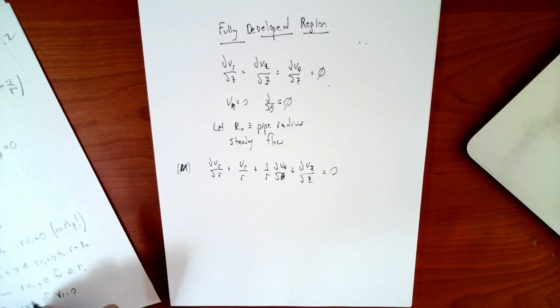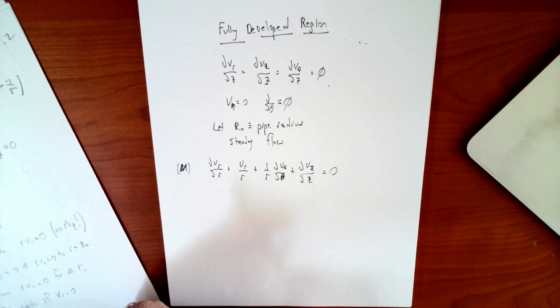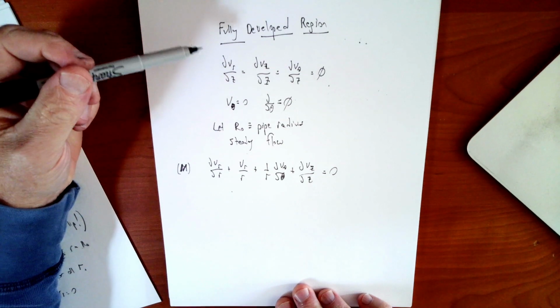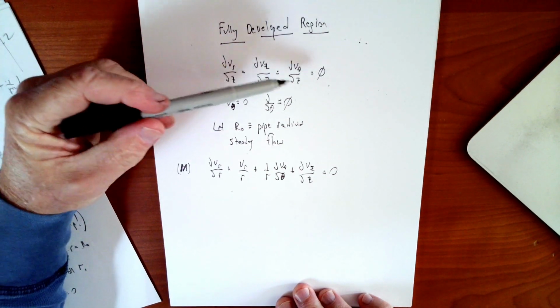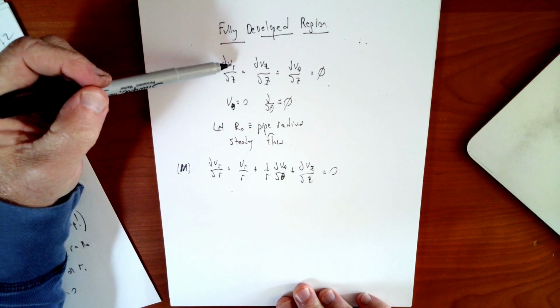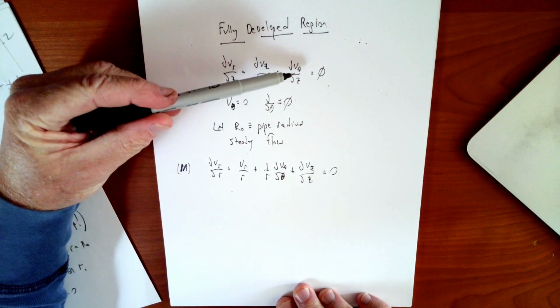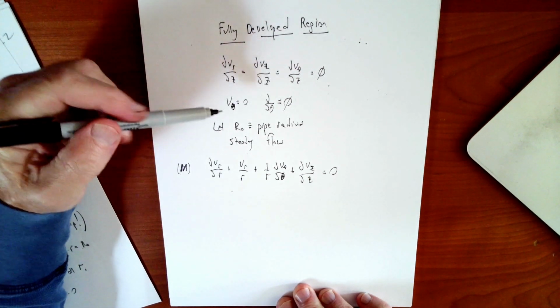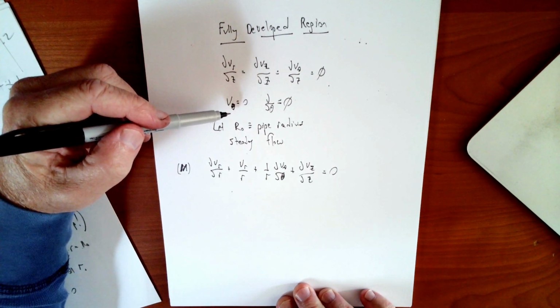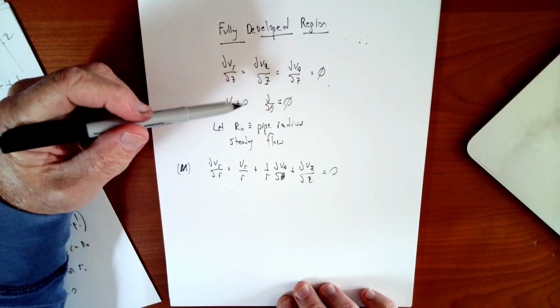Now we'll apply the fully developed region definitions to those equations and see if we can simplify them into something that we can actually solve. So we're going to start with the fact that the velocities do not change in the z direction. So d by dz of vr, vz, and v theta are all going to equal 0. In addition, we've already said that v theta is going to equal 0, so we're assuming no swirling flow. Flow is just going straight down the pipe.